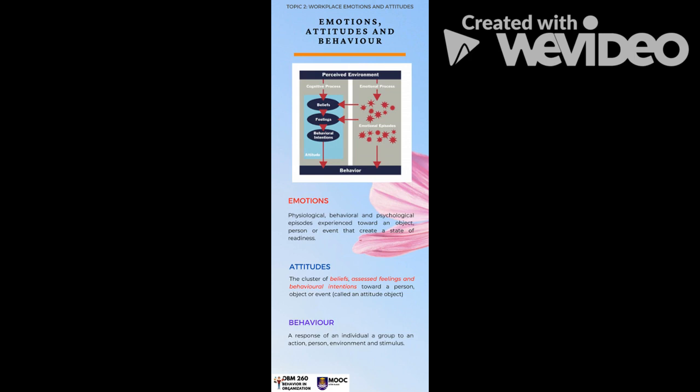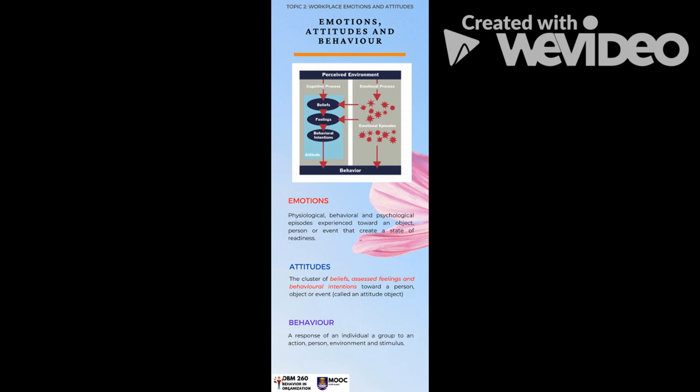There are three clusters of attitudes. 1. Beliefs, which refer to established perceptions about the attitude object or what you believe to be true. 2. Feelings, which represent your conscious positive or negative evaluations of the attitude object. 3. Behavioral intentions, which represent your motivation to engage in a particular behavior regarding the attitude object. While behavior refers to a response of an individual or group to an action, person, environment and stimulus.